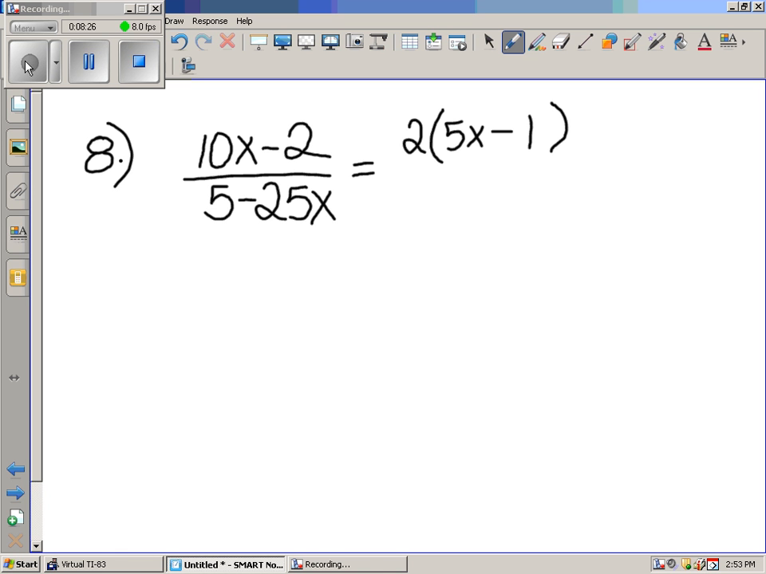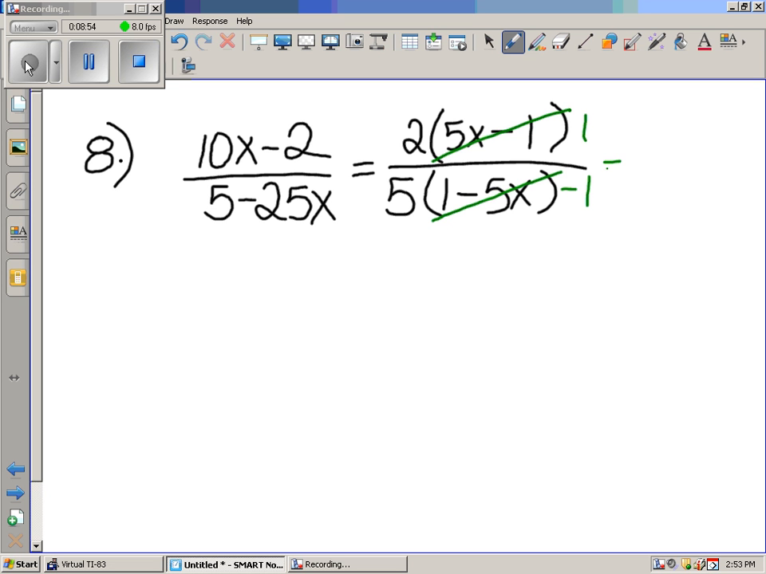Yeah. Thank you. Okay. So the bottom, let's take out a 5. What are you going to be left with in the parentheses? Okay. And so what do those things cancel out to be? Good. When you cancel these guys out, that one cancels to be 1 and this one cancels to be -1. So what's the final answer? 2 over -5. Very nice.